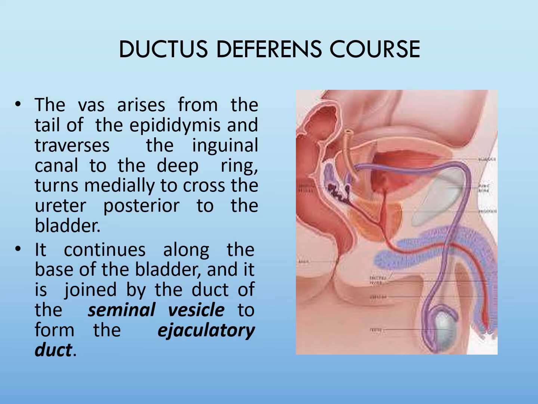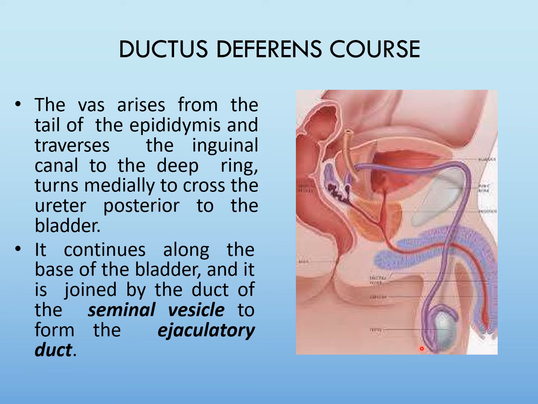Coming to the course of the ductus deferens, the vas deferens or the ductus deferens arises from the tail of epididymis, we already saw in the picture, and it goes up to the inguinal canal, turns medially and crosses the ureter posterior to the bladder.